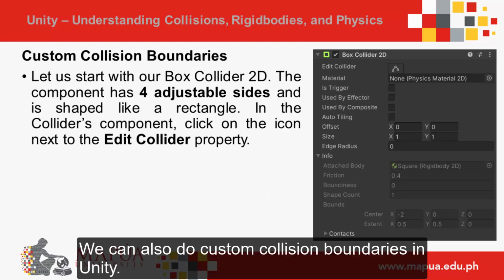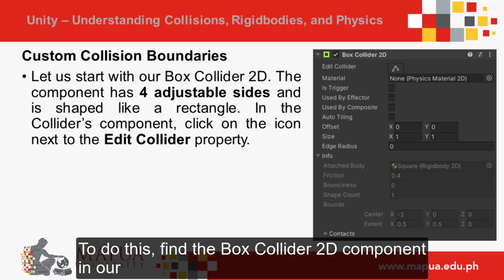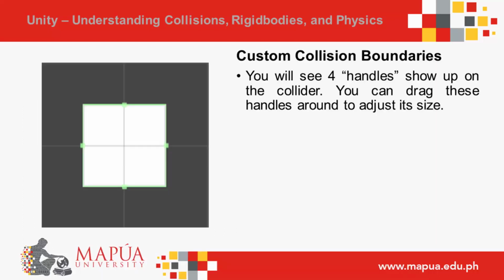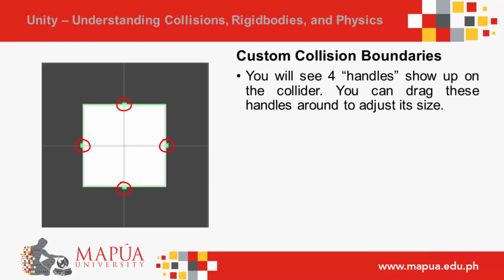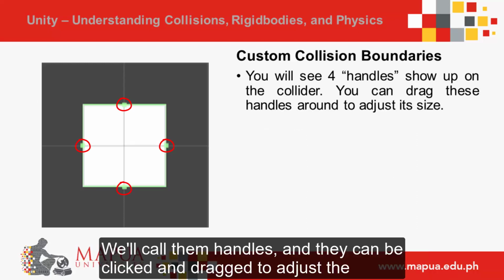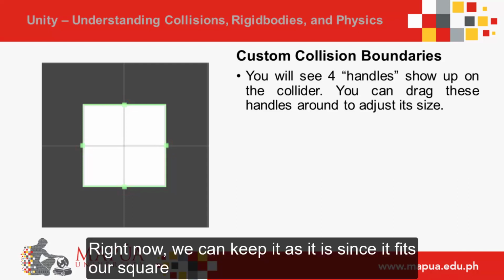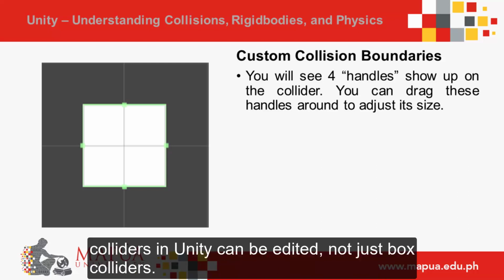We can also do custom collision boundaries in Unity. To do this, find the box collider 2D component in our game object, and click on the icon next to the Edit Collider property. Now, four small green squares will appear on the collider. We'll call them handles and they can be clicked and dragged to adjust the size of the collider boundaries. Right now, we can keep it as it is since it fits our square sprite perfectly. Take note that any colliders in Unity can be edited, not just box colliders.